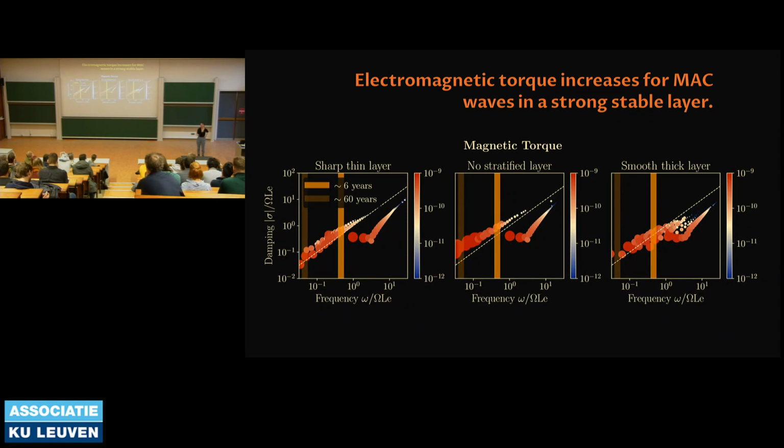But the interesting thing happens with the MC waves: they decrease in damping, and they increase in frequency, and they even increase in the magnetic torque, which means that they actually become more important for connecting these magnetic field observations and LOD variations. So that's the status now.